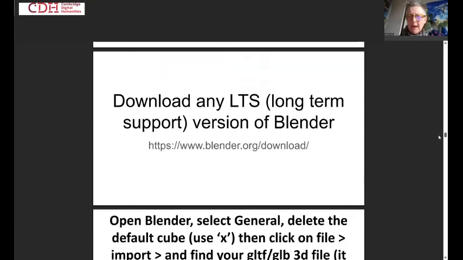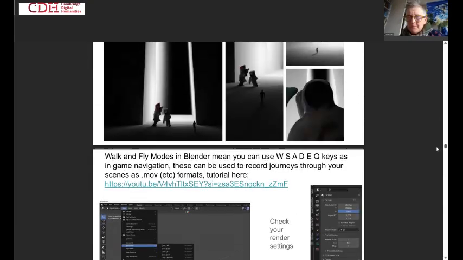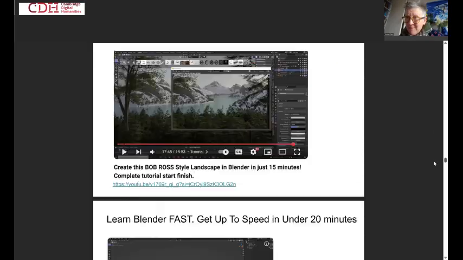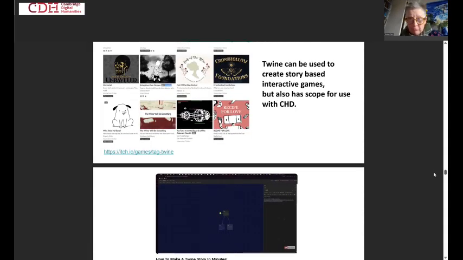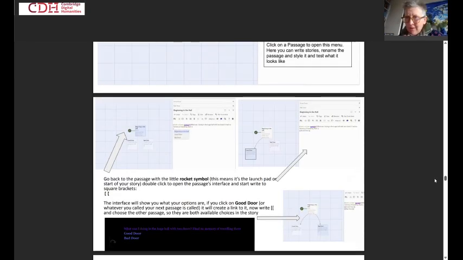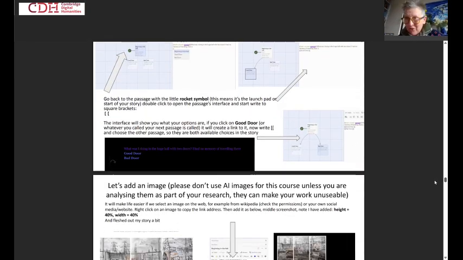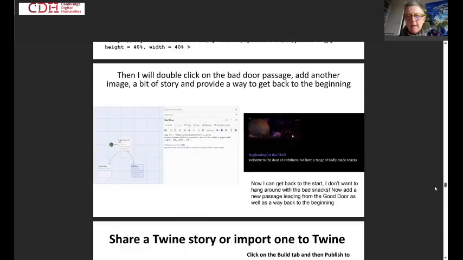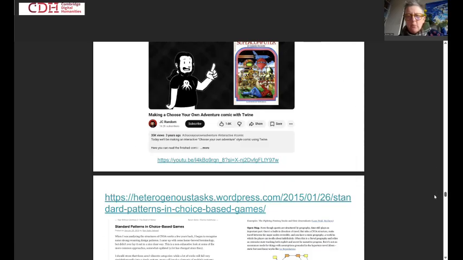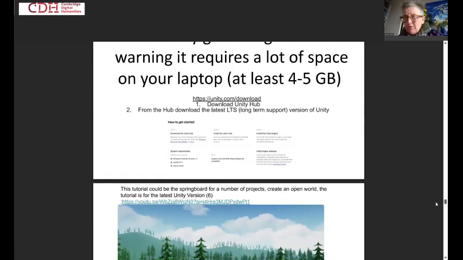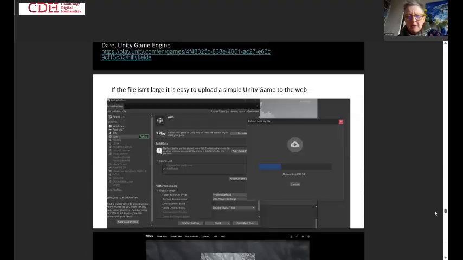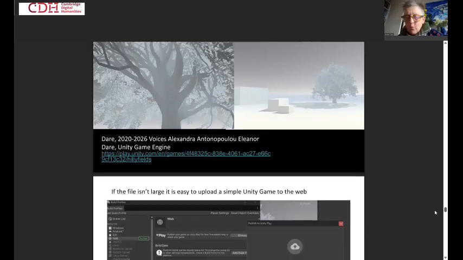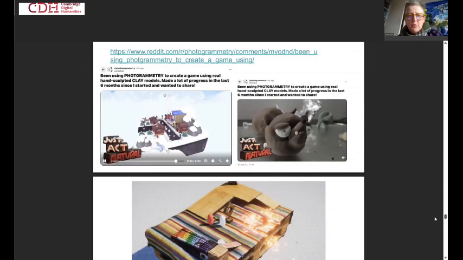So here, Polycam, how to use Blender, pointers to really great tutorials. Twine for interactive narratives. I think there's a great space here to use cultural heritage data in this context for all sorts of different stories: non-fiction, fiction, blended, metafiction. So go through these, as well as thinking about game engines, like Unity, or if you know Unreal Engine, use that. How to disseminate this on the web, for example, or as an executable.